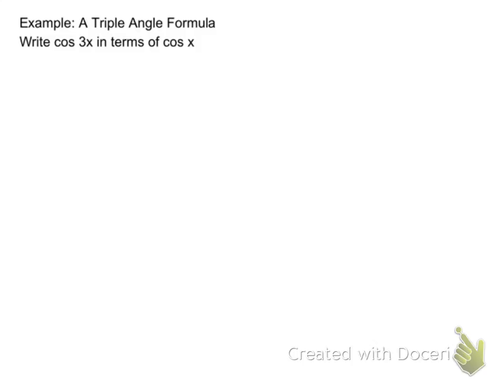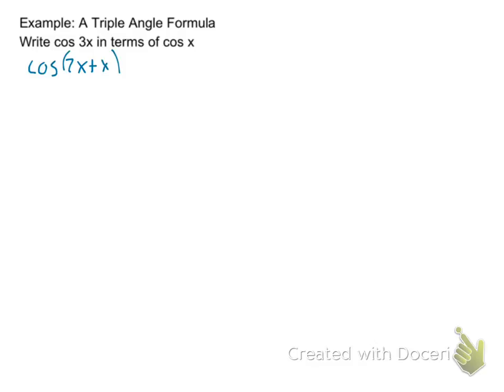Okay, triple angle formula. I want you to write cosine 3x in terms of just cosine, nothing else. We don't have a triple angle theorem or formula, so using the same idea we used to prove that sine of 2x worked, can we split up 3x? Are you guys okay with that?